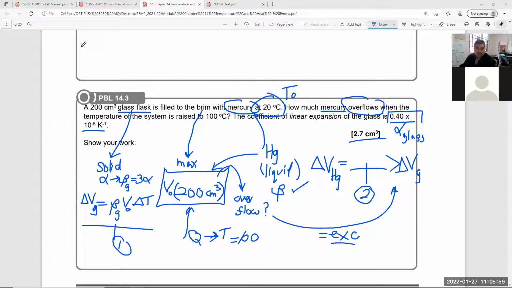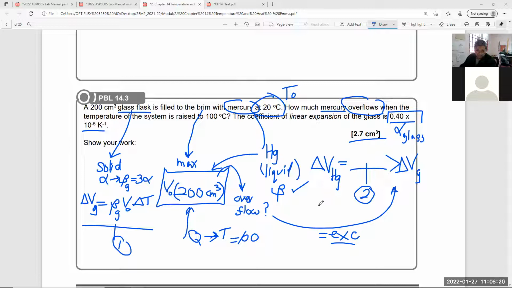Can you repeat the working for number 2? What is the working for number 2? What do you mean by working number 2? Maybe you want to know how you tackle the problem. What I mean here is the overflow.